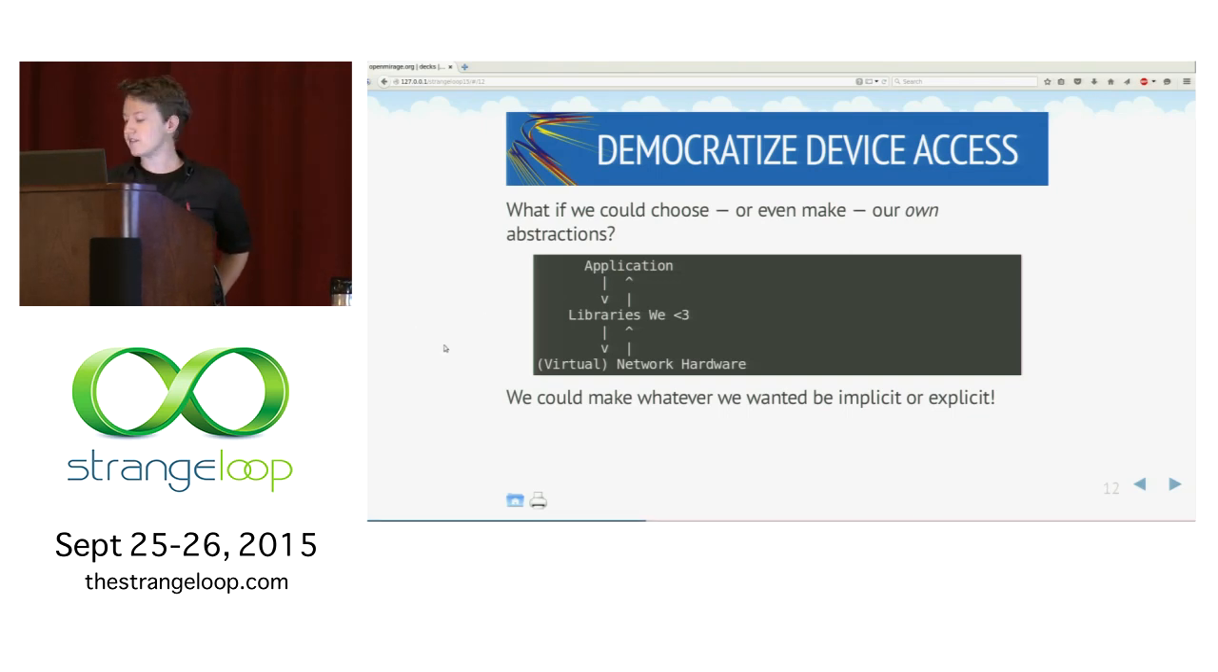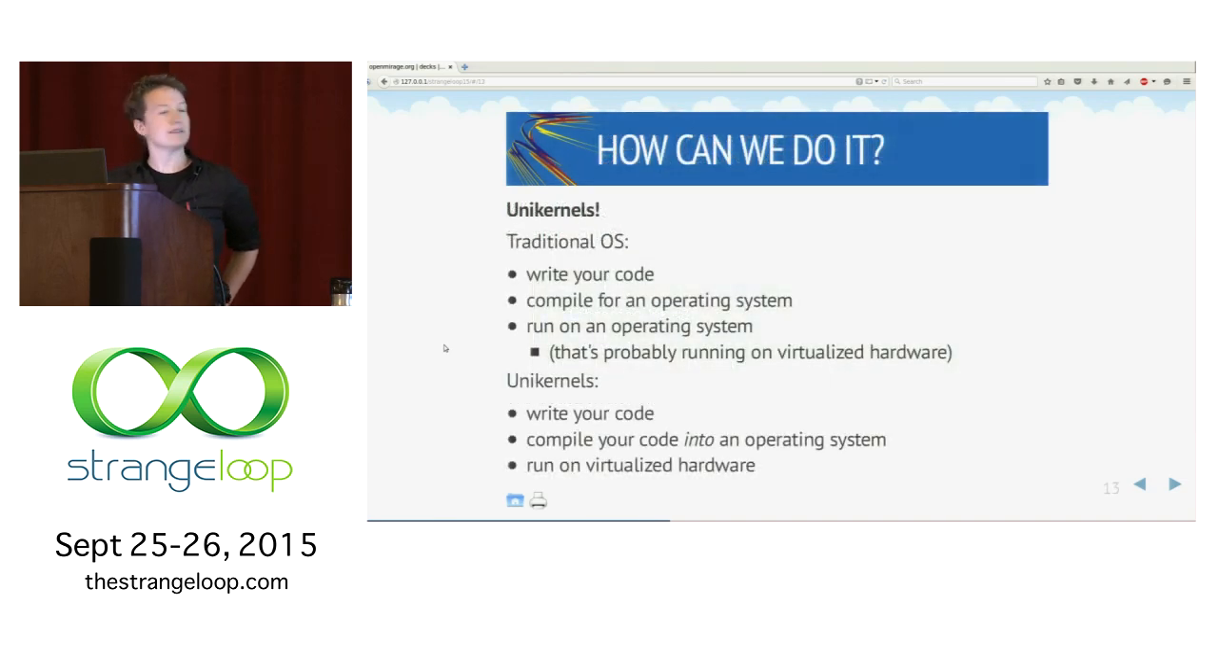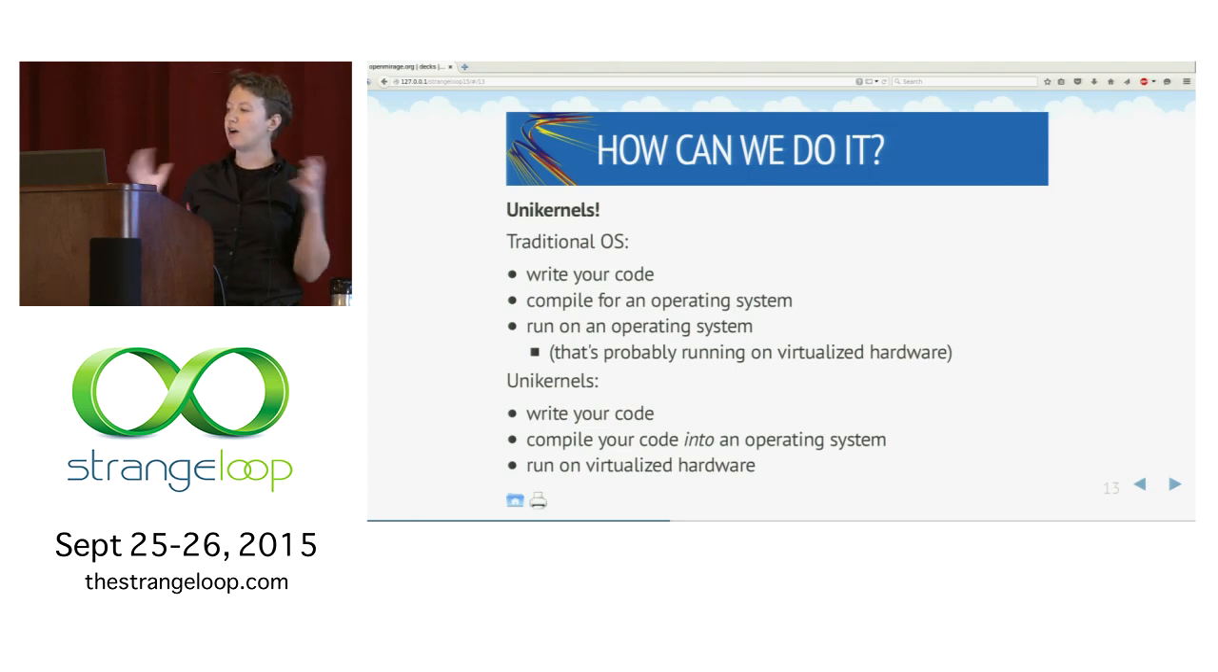So how can we get to this beautiful future? Some of you have been spoiled on this. The answer is unikernels. In a traditional operating system architecture, you write your code, you compile it for an operating system, you run it on an operating system that's probably running on some virtualized hardware if you're deploying it in production or in a cloud. In a unikernel setup, you write your code, you compile your code, and your code becomes an operating system that you can then run on virtualized hardware.